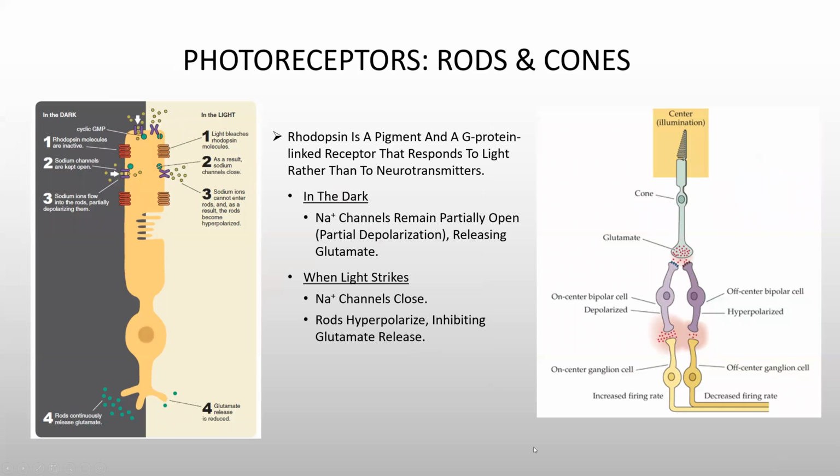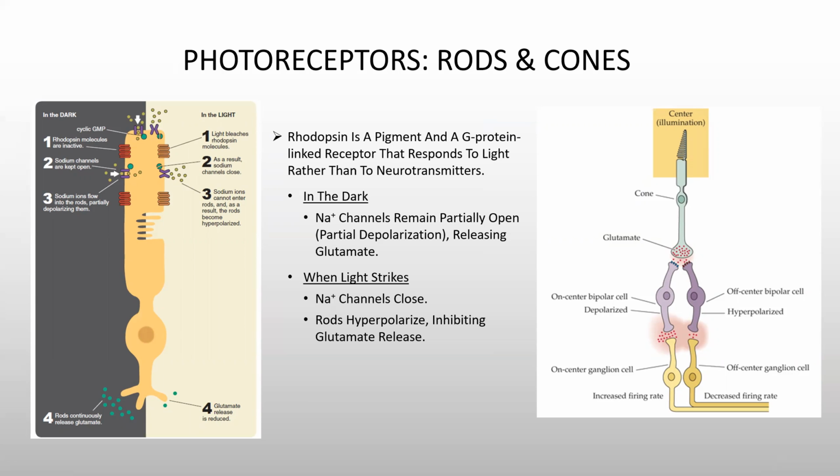Okay. Now, if we talk about these rods and cones from a chemical point of view, we see that on the left-hand side is a rod, on the right-hand side is a cone. So let's focus on the rod first on the left. It says rhodopsin is a pigment and a G protein linked receptor that responds to light rather than neurotransmitters. Okay, so in the dark, sodium channels remain partially open, releasing glutamate. And you'll see that on the left-hand side, it says in the dark, and then at the very bottom, rods continuously release glutamate.